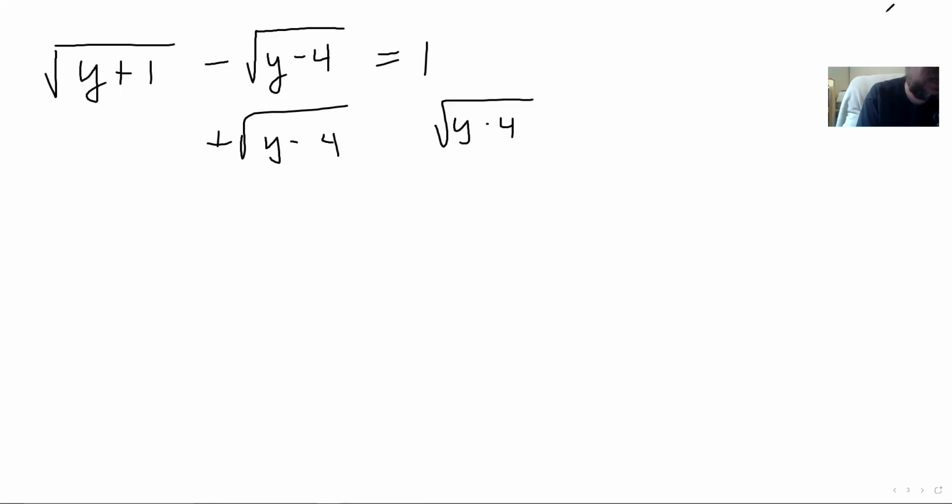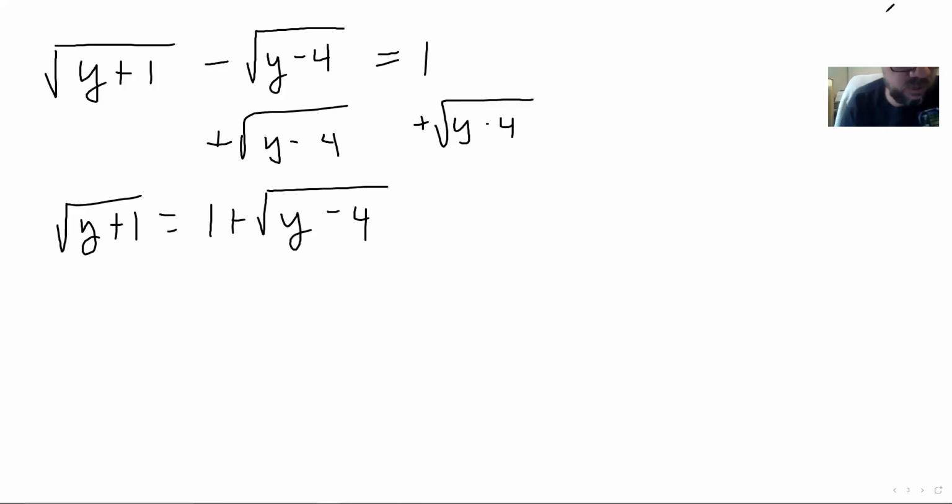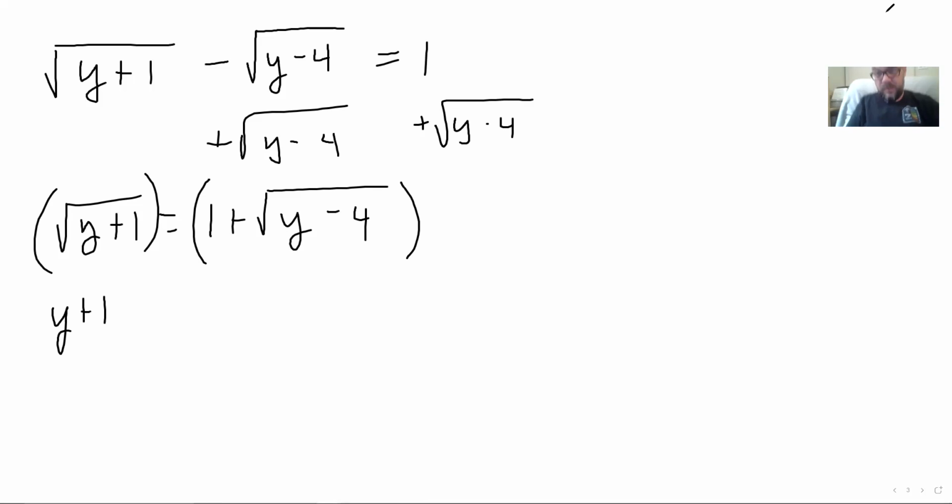And so on the left side, I'm gonna have the square root of y plus 1. And on the right side, I'm gonna have 1 plus the square root of y minus 4. And then I'm gonna square both sides so that I get rid of the radical on the left. However, on the right, things are going to get a little bit messy. So on the left, that's easy, 5 plus 1. On the right, I'm going to need to get a piece of scratch screen here. So I'm going to get 1 plus the square root of y minus 4 quantity squared.